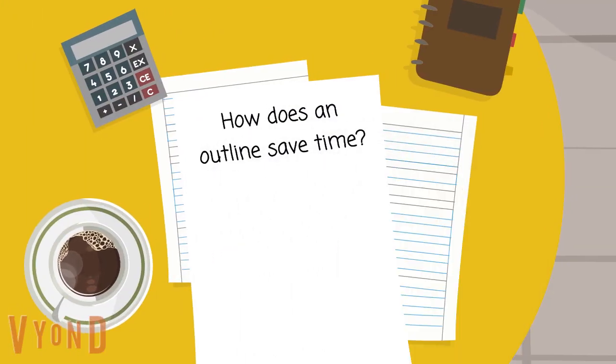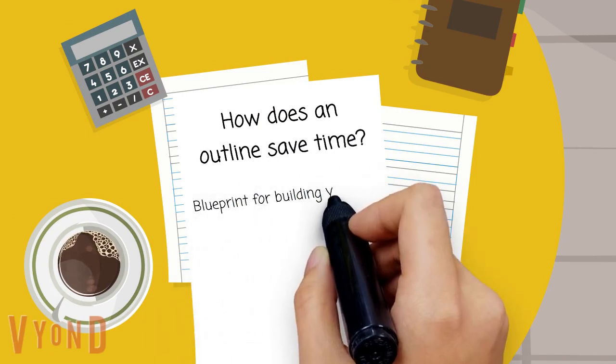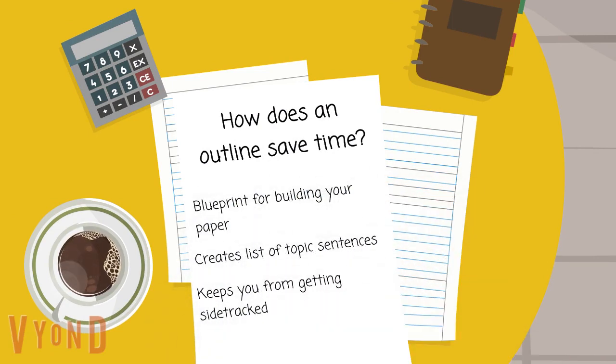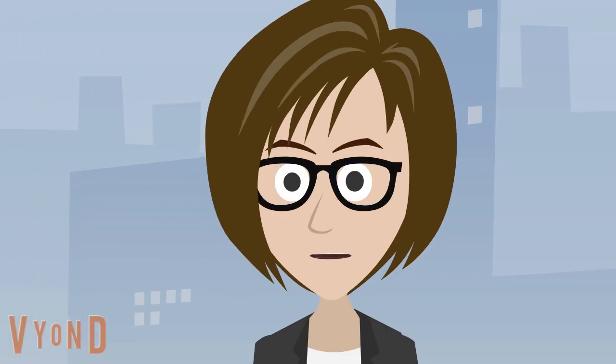So what's the point? How does an outline save you time? It's a blueprint for building your paper. Plus, it creates a handy-dandy list of topic sentences and keeps you from getting sidetracked so you can focus on arguing your claim. Let's start with the blueprint concept.